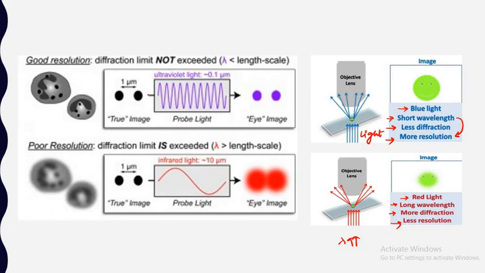So here you see the same thing. Blue light gives the best resolution, the distance is best, but when you are using the same thing with red light, you see the distance, they are quite closer to each other. Here also you see, it's a poor resolution with the red light and best resolution with the blue light. So diffraction also plays a major role.